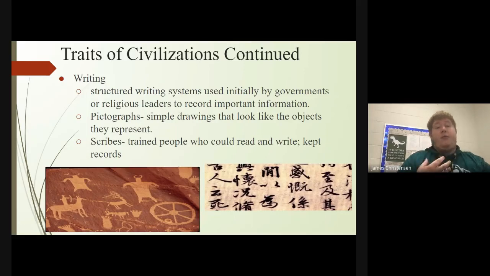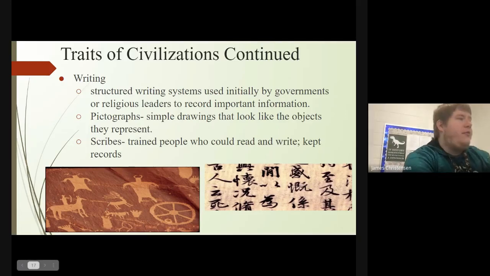Now, to me, one of the biggest traits of civilization, and probably one of the most important, is that of writing. These are structured writing systems used initially by the governments or religious leaders to record important information. Now, there are two main ways in the ancient world that we talk about them writing. We have pictographs, or simple drawings that look like the objects they represent. So that would be like this first image over here.